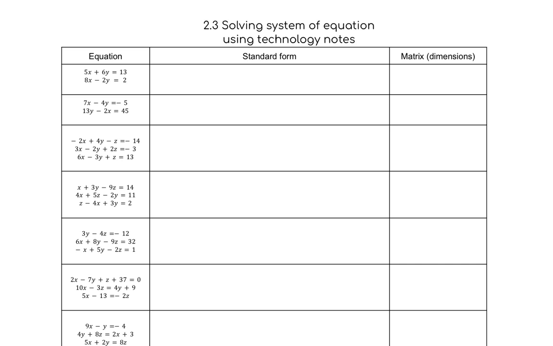Okay, so now that we've solved the system of equations using elimination with 2 variables, 3 variables, using the matrix, we're going to move on to put it in the calculator. So we're going to use technology today. Technology just means we're going to use a calculator. We still have to focus on the same first steps.